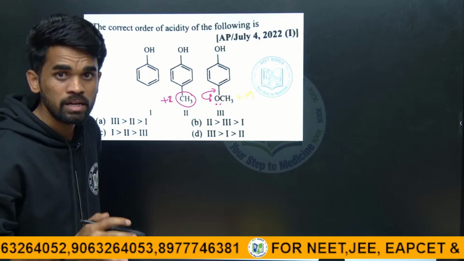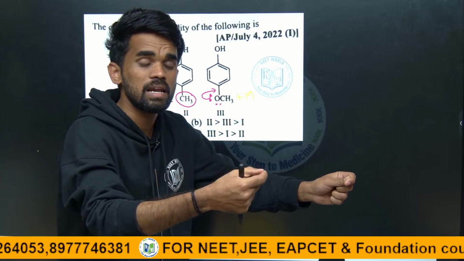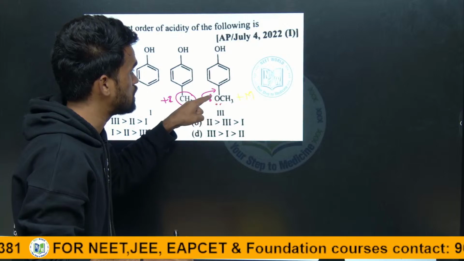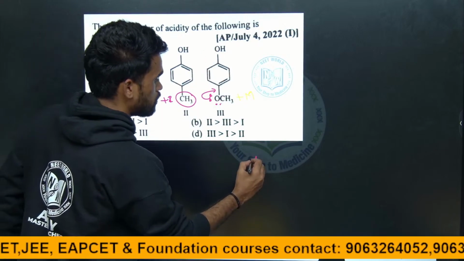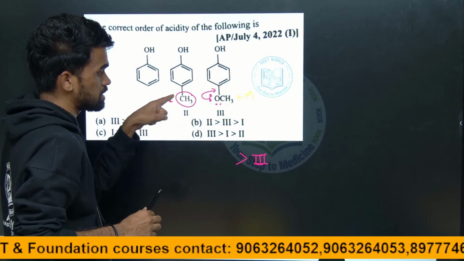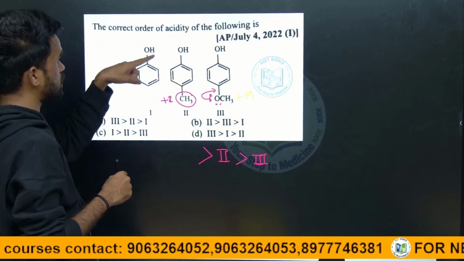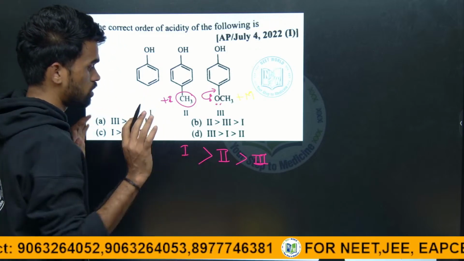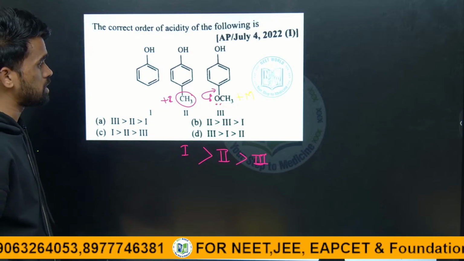But what we require: if a minus electron withdrawing group is there, that will increase acidic nature. If an electron releasing group is there, that will decrease acidic nature. So this is a stronger electron releasing group, therefore this will be least acidic. So I am writing 3 will be least acidic. Then next, this is an electron releasing group too, so I am writing 2, and which is more acidic? There is no electron releasing group, therefore 1 will be more acidic. I hope it is clear. 1, 2, 3.